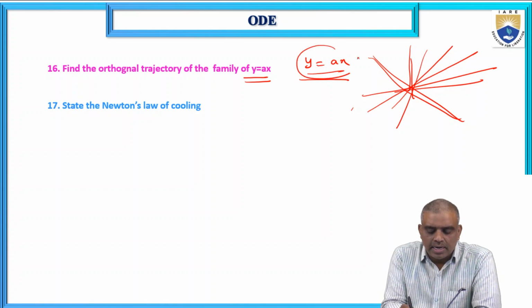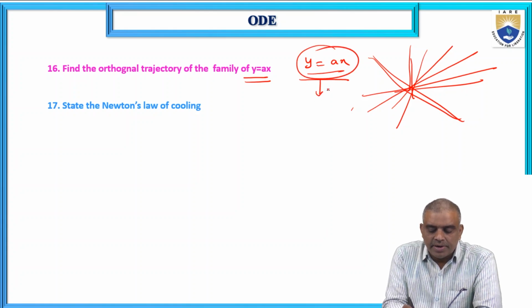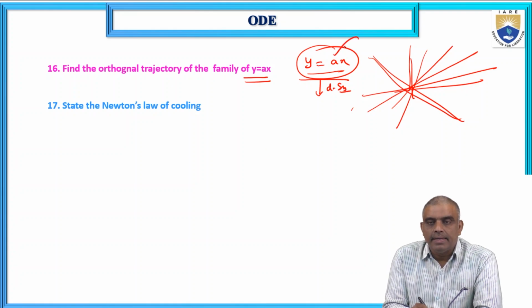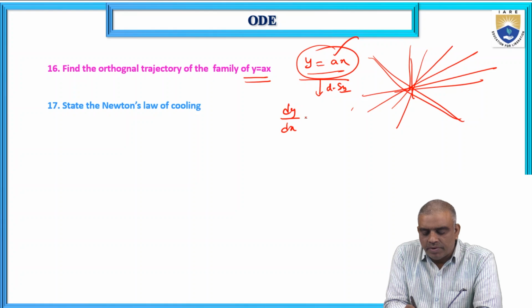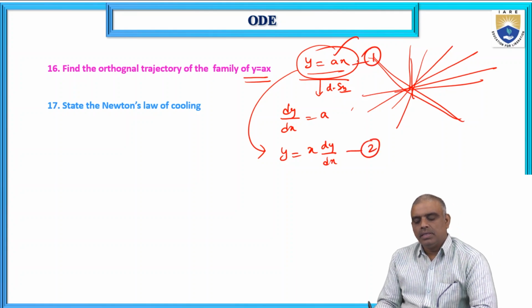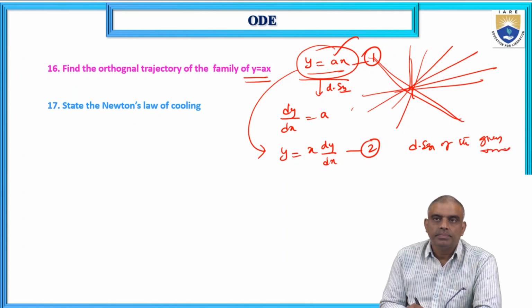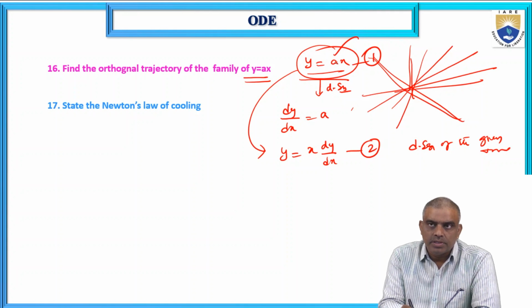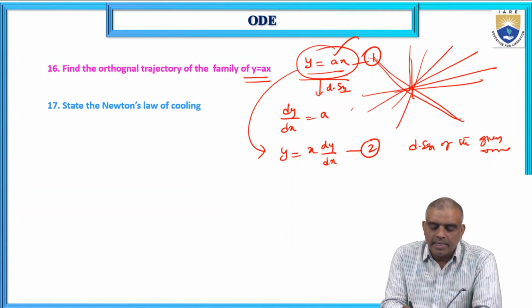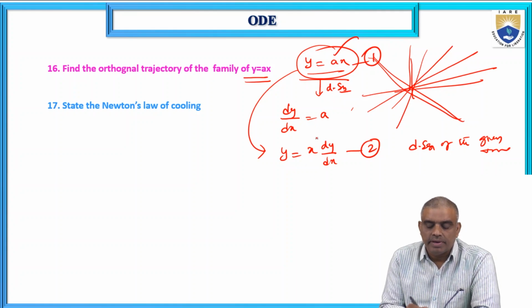How to find orthogonal trajectory? First we have to find the differential equation. How to form the differential equation? By eliminating a. So dy by dx is equal to a, or from this equation, y is equal to a x, meaning y is equal to x into dy by dx. This is the first equation. This is the differential equation of the given family. This is the given equation. When differentiating and eliminating a, you will get the differential equation of the given family.